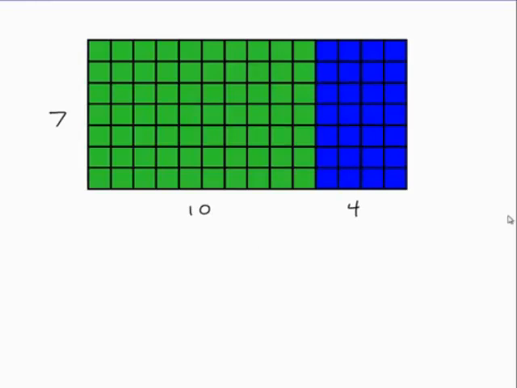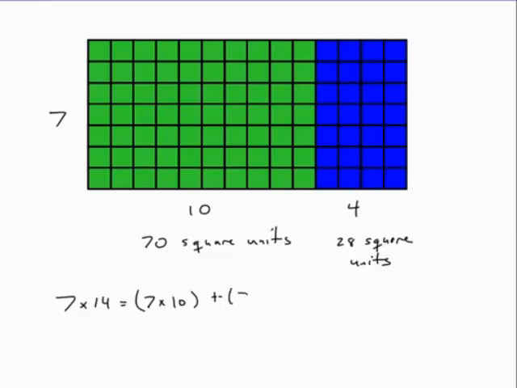Notice that the areas of these rectangles can be computed more easily. The 7 by 10 rectangle has an area of 70 square units, and the 7 by 4 rectangle has an area of 28 square units. Students will learn to write this idea symbolically. 7 times 14 is equal to 7 times 10 plus 7 times 4.